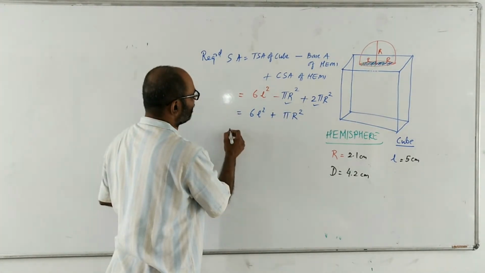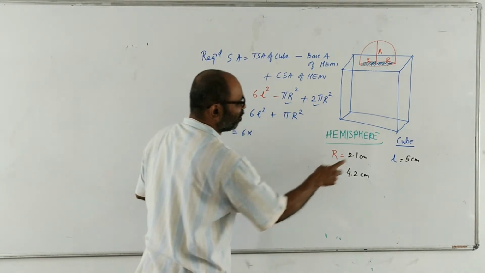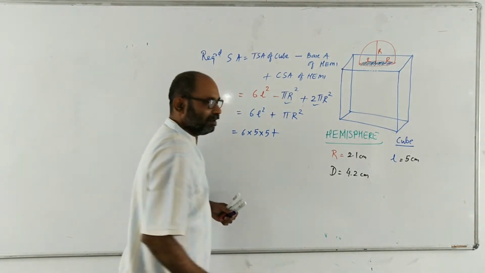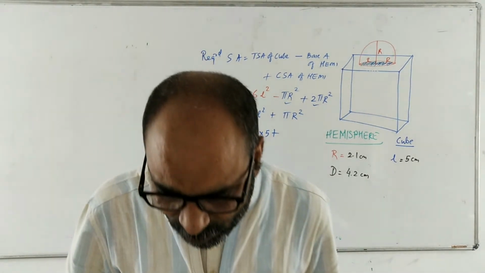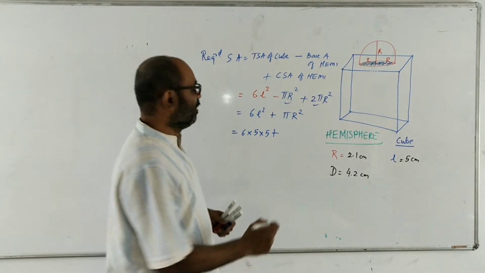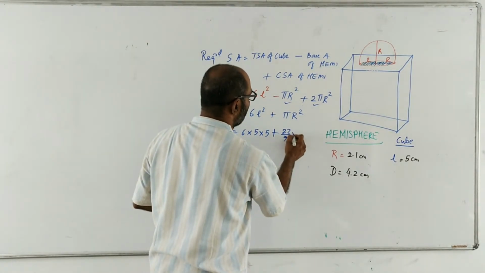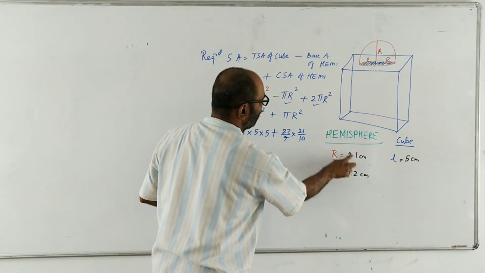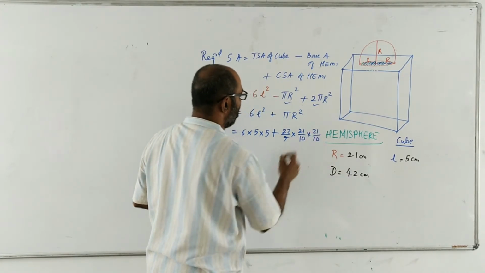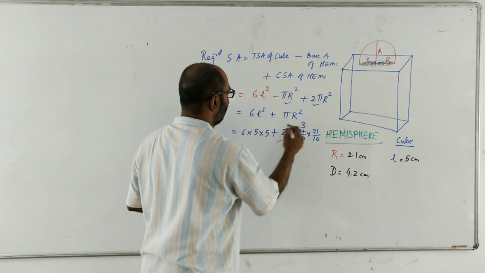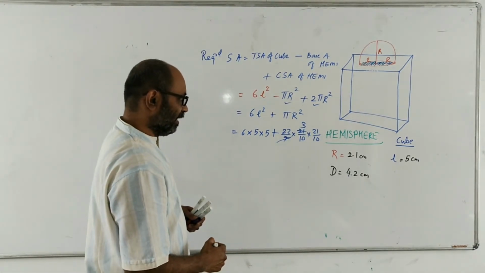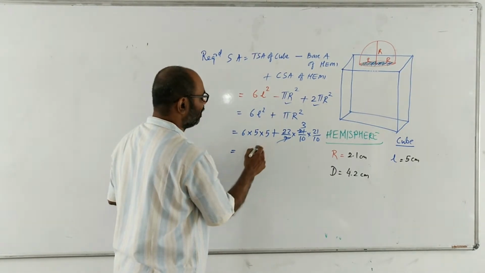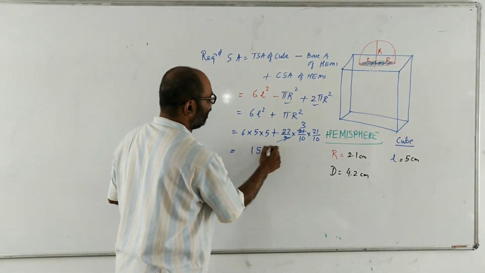Chaliye, go for the substitution of values. 6 into L, that is 5 into pi plus pi. Is any value mentioned? 3.14? No. So you can use 22 upon 7 into R, that is 21 upon 10, 2.1 into 21 upon 10. 7 ones are 7, 7 threes are 21. All right. Can you cancel anything else? No. 6 5s are 30 and 30 5s are 150 plus.